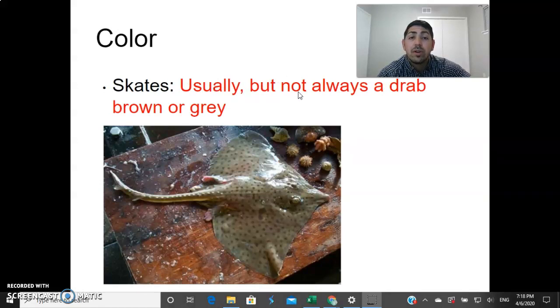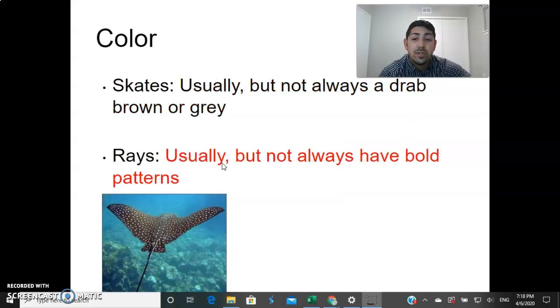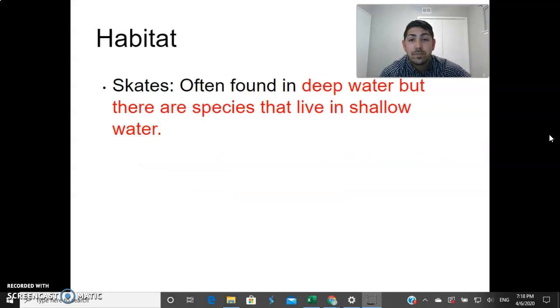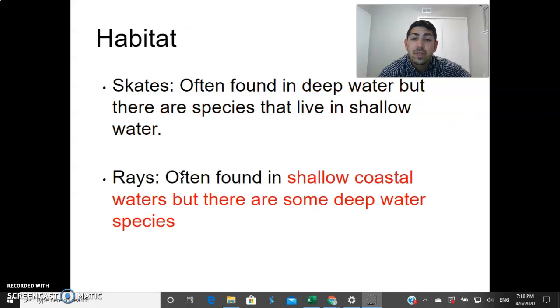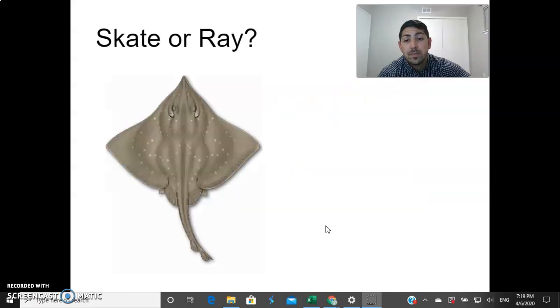Skates are usually, but not always, drab or brown or gray. And rays usually, but not always, have bolder patterns like this eagle ray. Skates are often found in deep water, but there are species that live in shallow waters. Rays are often found in shallow coastal waters, but there are some deep water species.